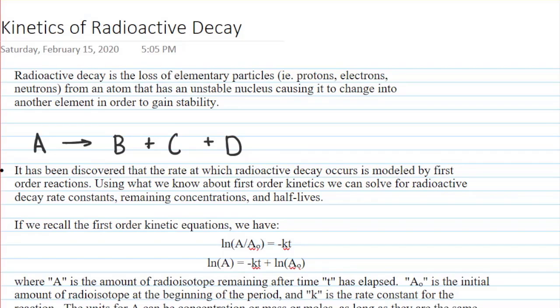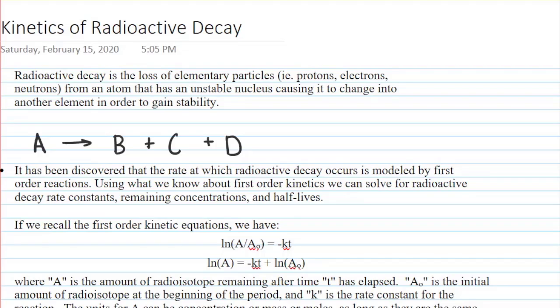So I have here a general equation, A yields B, C, and D, where A is the unstable atom breaking apart into B, which would be a different element, and then C and D are different elementary particles that could be lost. It's been discovered that the rate at which radioactive decay occurs can be modeled by first-order reactions. So using what we know about the kinetics of first-order equations, we can solve for radioactive decay rate constants, concentrations, and even half-lives.